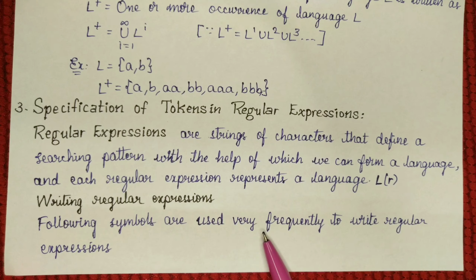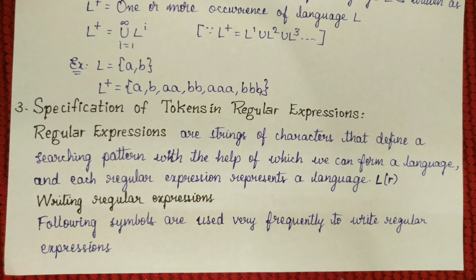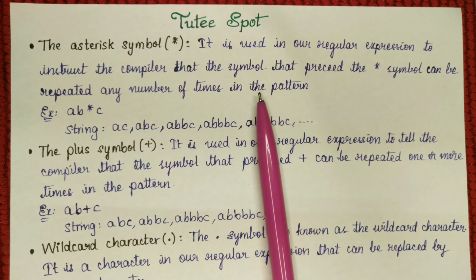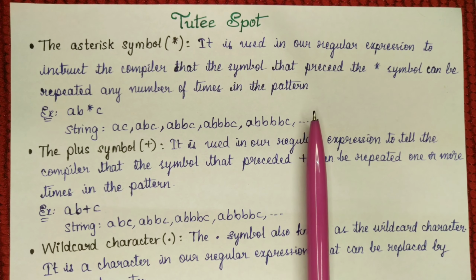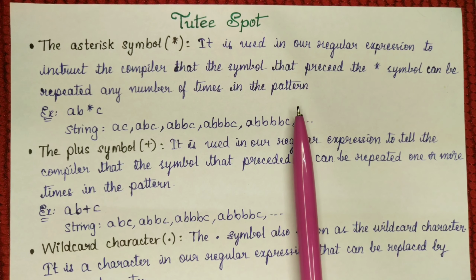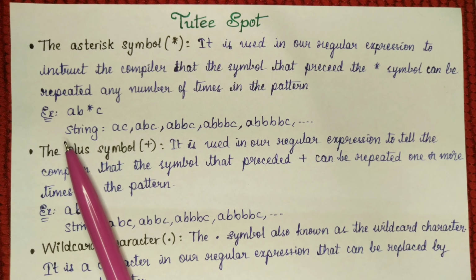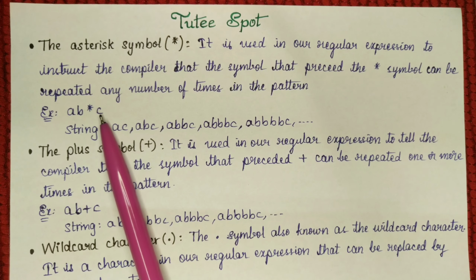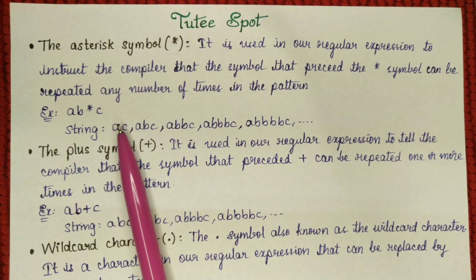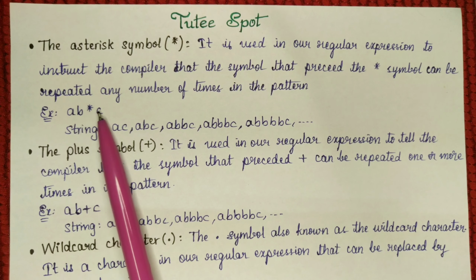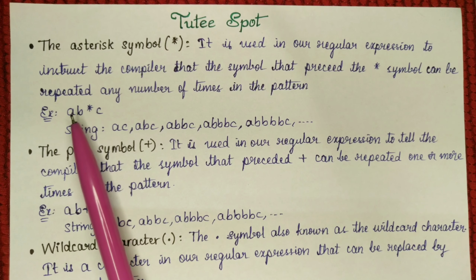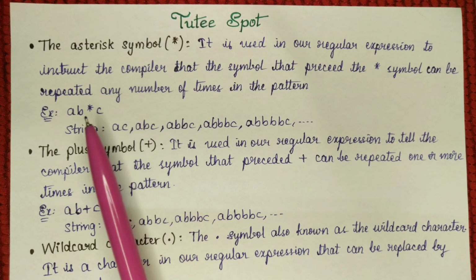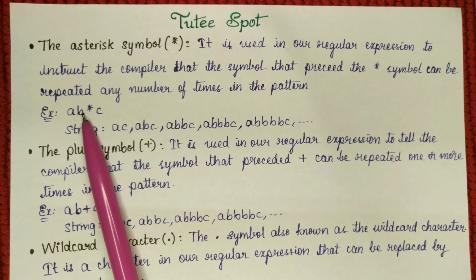So let's see what symbols we have to use while writing regular expressions. First is the asterisk symbol. It is used to instruct the compiler that the symbol preceding the asterisk can be repeated any number of times in the pattern. It can be 0 or more times. For example, let's consider an expression ab*c. Then it gives the following strings: ac, abc, abbc, abbbc, likewise. That means b can be repeated any number of times, either 0 or 1 or 2 or many.